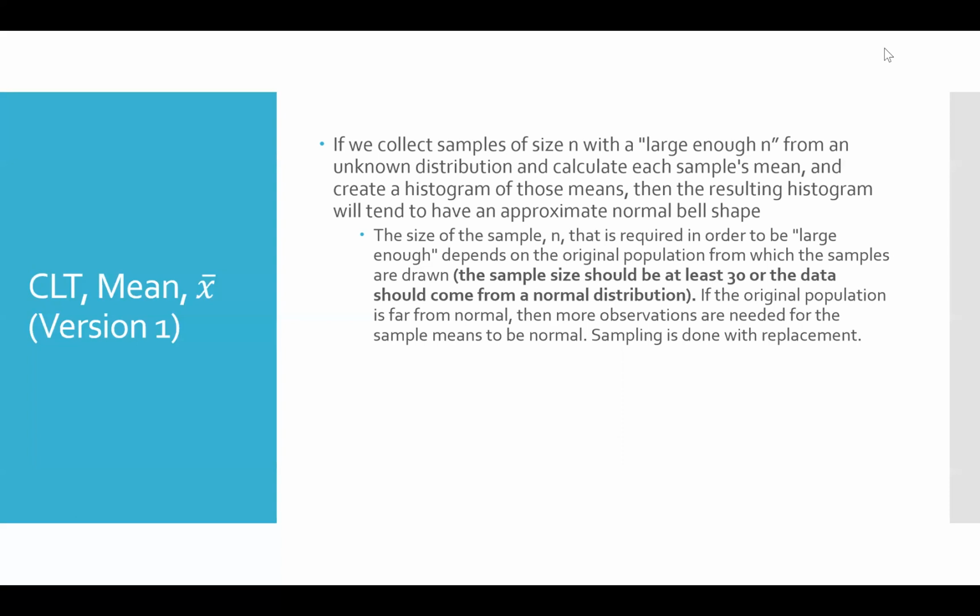Okay, if the original population is something crazy, really far from normal, then you're probably going to need more than 30. You might need 60 or 90 or 120 or 1,000. But it's also important to note that we do that sampling with replacement. So we select one and it goes back into the mix. We select another, it goes back, so it's done with replacement.